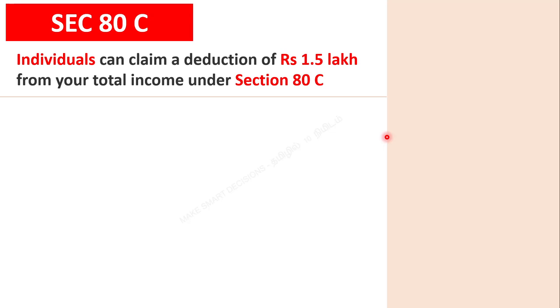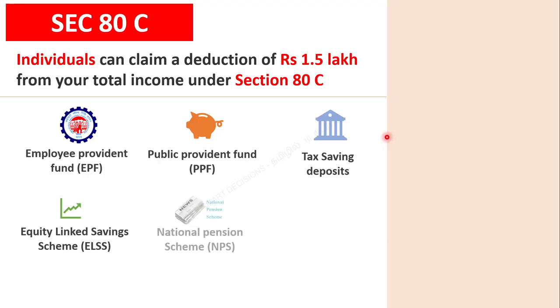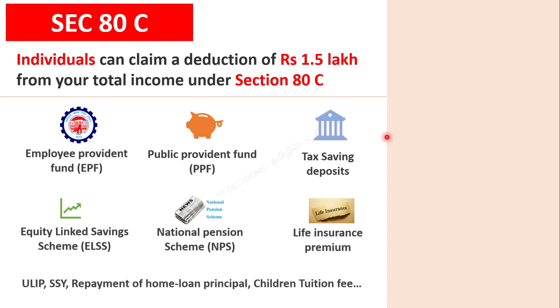First, section 80C. Via section 80C, you can claim up to a deduction of 1.5 lakhs from your net taxable income. Mind you, this is not the actual tax savings. This is just a deduction from your net taxable income. So how can you avail this? If you invest 1.5 lakhs or more in EPF or Public Provident Fund or any tax saving deposits that are available in bank, ELSS schemes, National Pension Scheme, Life Insurance Premium, Sukanya Samriddhi Yojana, Children's Tuition Fee, and also on the principal that you pay on your home loan.